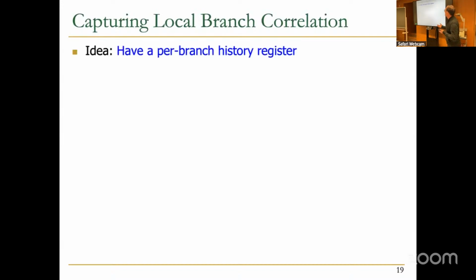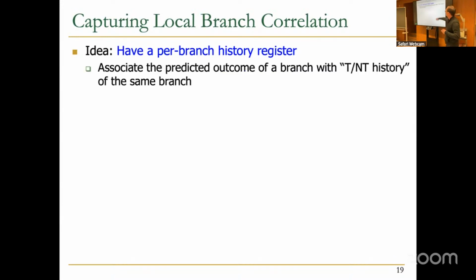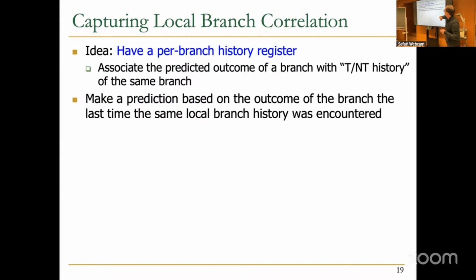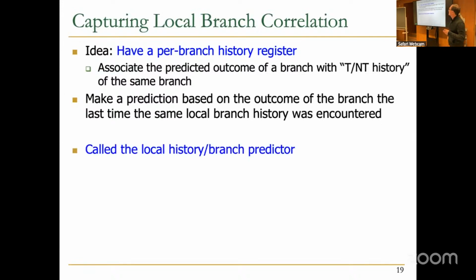So how do you capture this? Essentially, we're going to use the same idea. Have a per branch history register. As opposed to having a global history register that keeps track of the last n branches, we're going to have a per branch history register that keeps track of the last n times what happened to this branch. I already said this, I think. You associate the predicted outcome of the branch with the taken, not taken history of the same branch, and make a prediction based on the outcome of the branch the last time the same local branch history was encountered. This is called the local history or local branch predictor.